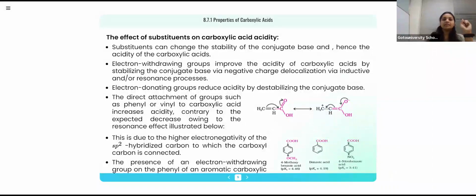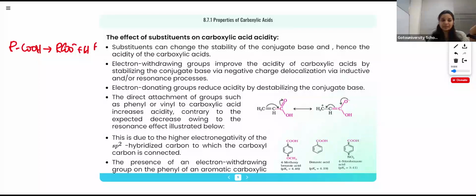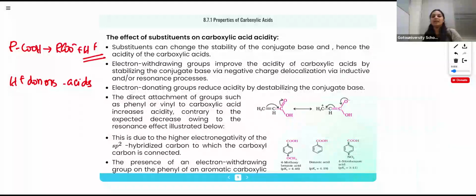Okay, then next one, effect of substituents on carboxylic acid acidity. Carboxylic acids are acidic in nature. Why? Because they are acids. They can release H+ ion. In every reaction, I wrote the same reaction. RCOOH is producing RCOO- plus H+. Means they are releasing H+ ion. H+ ion donors are acids.